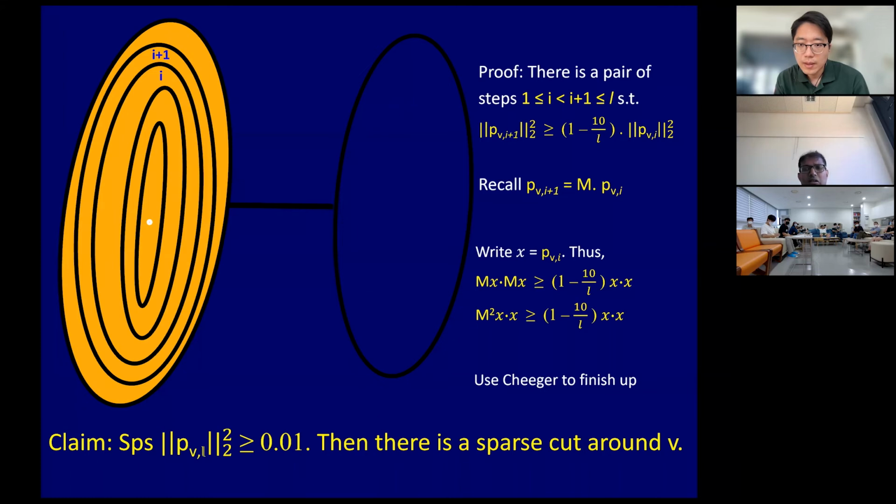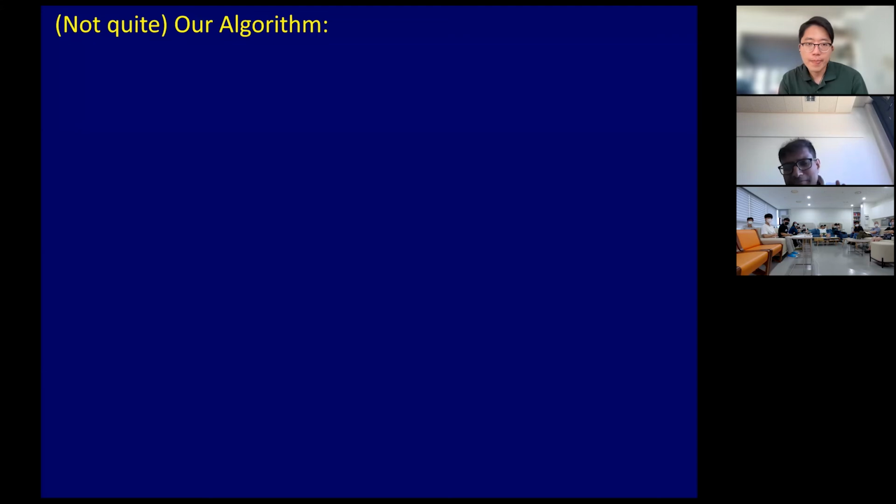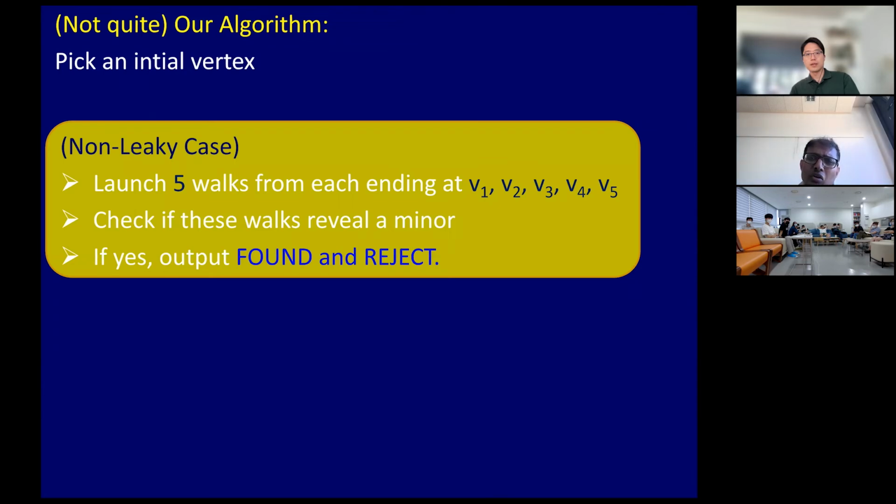Now I will show my algorithm. Here is all our algorithm does. It's just a caricature of the algorithm; the actual algorithm requires you to add more bells and whistles. The algorithm proceeds in a bunch of iterations. In a single iteration, you pick some initial vertex and you do not know whether your graph is leaky or non-leaky, so you run subroutines for the non-leaky and leaky phase together. Both of these will be run.